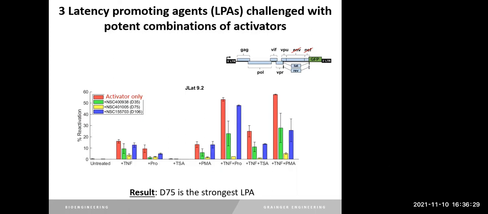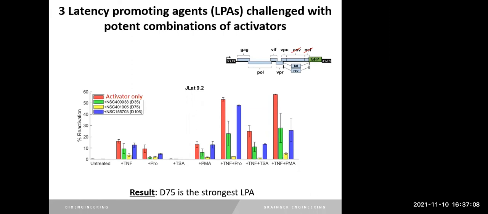And the activators, some of them are synergizers in themselves. So this is TNF, prostratin, trichostatin A, PMA, and combinations of them. And you can see that the red bars range from about 15% or 10% all the way to 50%. Now, in combination with the LPAs, the latency promoting agents, you get that they're pulling down this reactivation. So you can see that D75, the yellow bars, are really doing a good job at suppressing reactivation of latency across all of these different combinations of drugs.